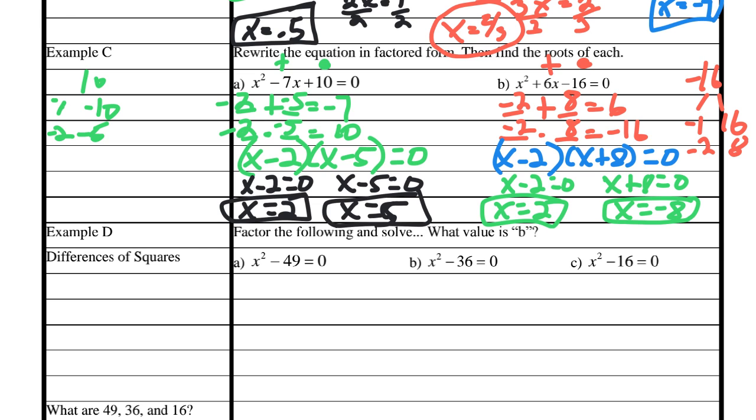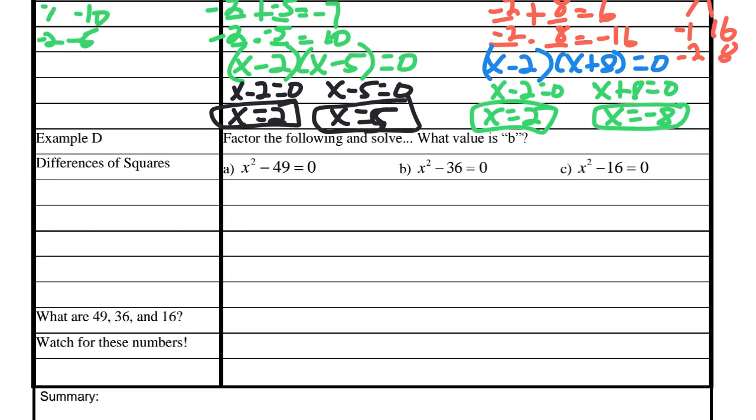All right, so now we're going to look at example D here. This is where we get into the weird cases, the different cases. So it says factor the following and solve. What value is b? So if I look at these, the reason why they're different is because I don't have a b value. Okay, so that means that b has to equal 0. So that means when I'm asking my two questions, these two numbers have to add to 0, and they still have to multiply to negative 49.